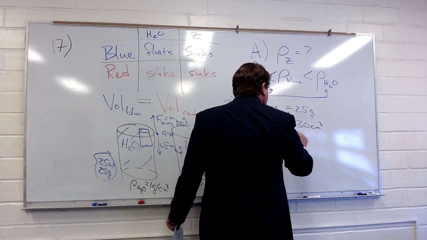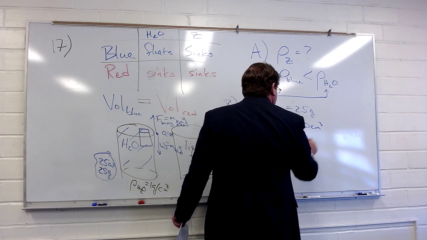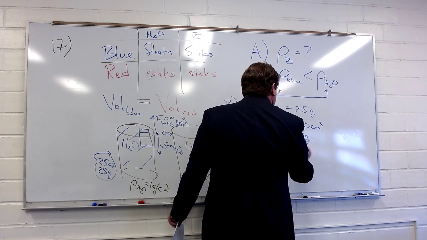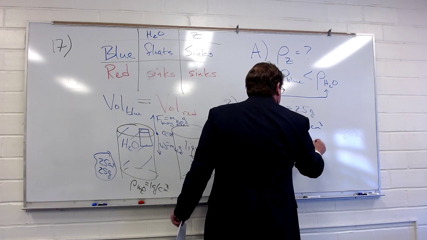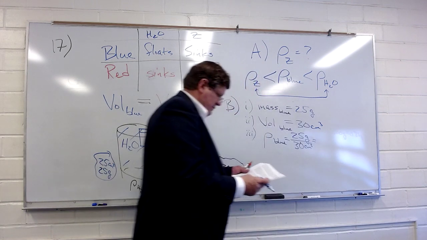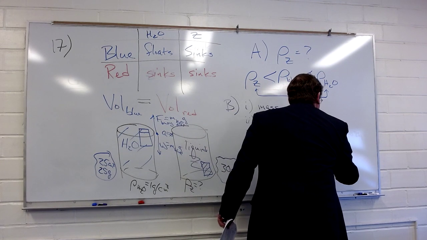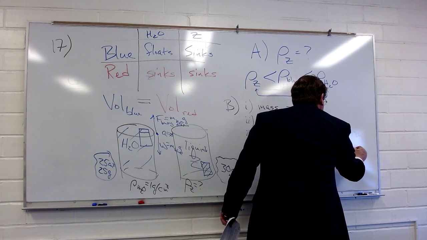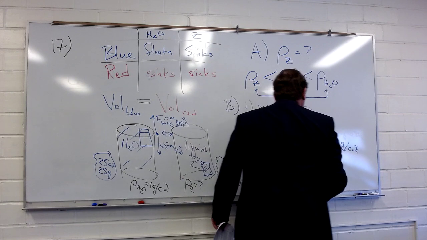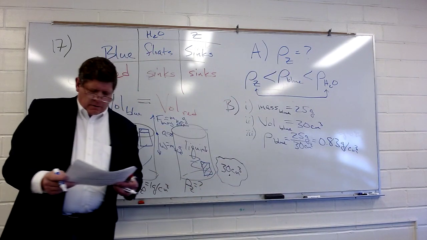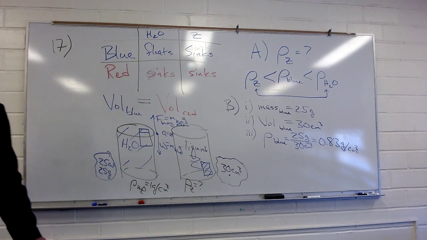The density now is just 25 grams, the mass of the blue object, divided by 30 centimeters cubed. That's the volume of the blue object. And this gives me 0.83 grams per centimeter cubed.